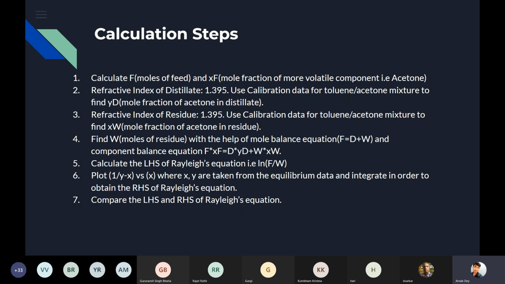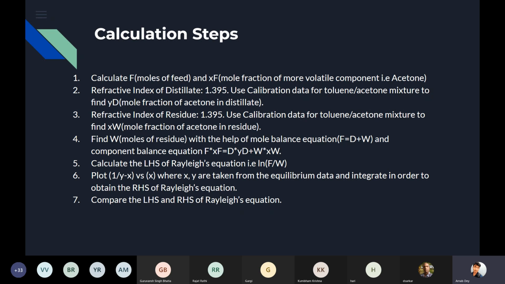We will get the toluene concentration in percent volume, since the graph is basically the refractive index versus toluene concentration in percent volume. Now we can use that data and the densities provided to determine the mole fraction of acetone in the distillate. Similarly, we will determine the mole fraction of acetone in the residue, as we have the refractive index of the residue as well.